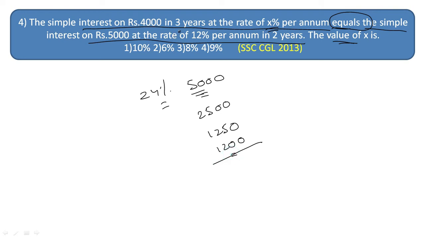Here in both cases simple interest is equal. So it is 3 years interest, but I want only 1 year interest. So 400 rupees is 1 year interest. What they're asking is the rate of interest, X percentage. 400 rupees simple interest on 4000. What percent? 10%. So first option.